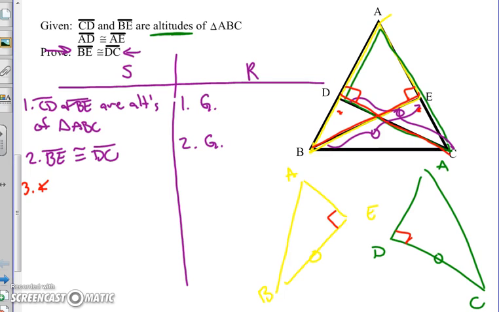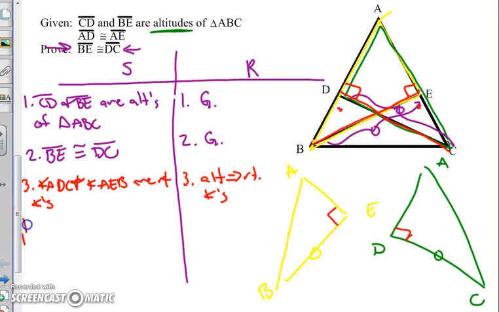Angle D. Can I call that angle D? Nope. Look back to the original picture. There's a lot of angles that could be considered angle D or angle E because there's a lot of different angles that have those as vertices. So I've got to call it angle ADC and angle AEB are right angles. Altitude makes right angles.